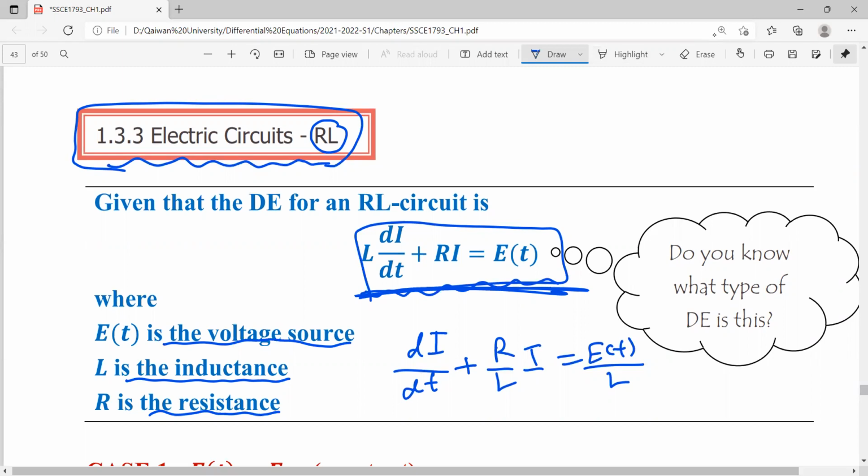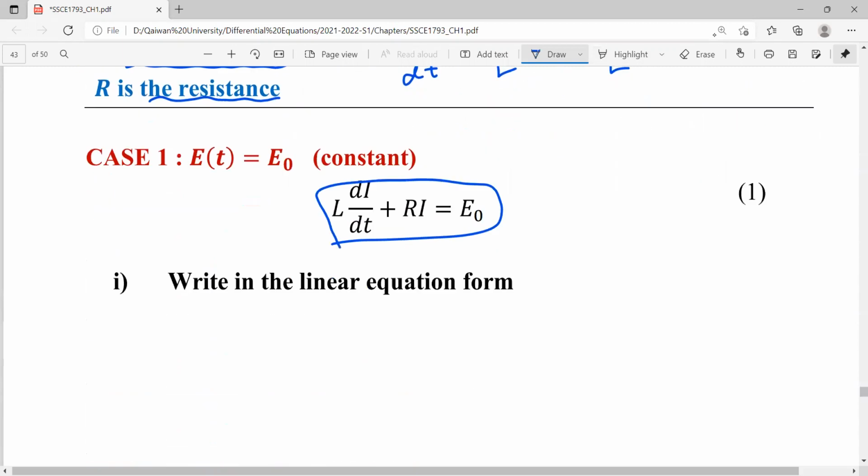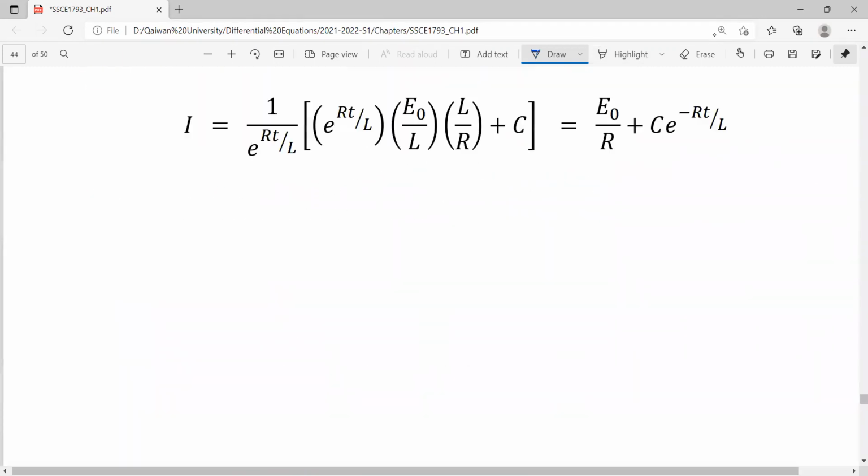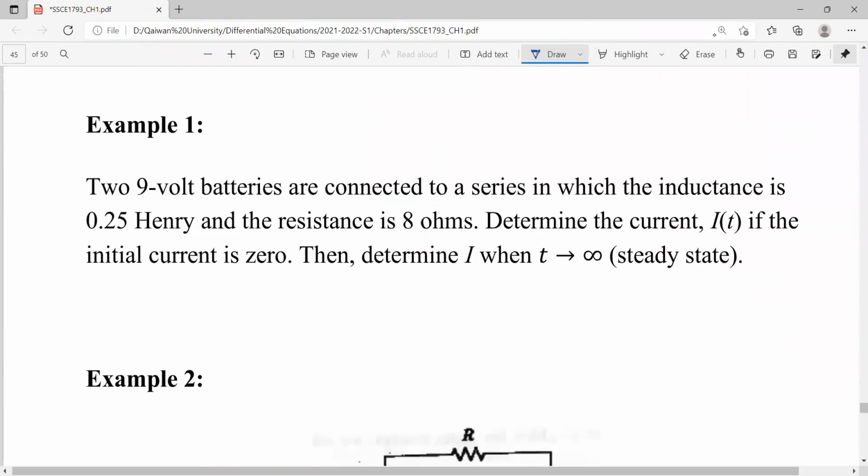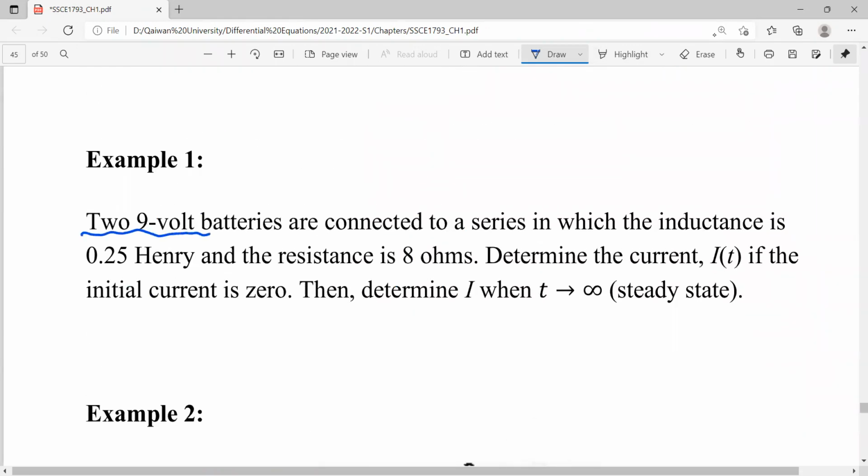We use this differential equation, L times di by dt plus R times I equals E of t. And here we have an example. In the example, it says 2 9-volt batteries. This is the voltage source. That means 9 is E of t. Any number with the unit of volts is E of t.